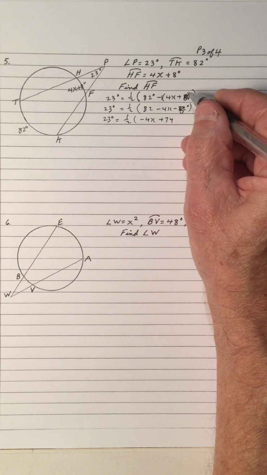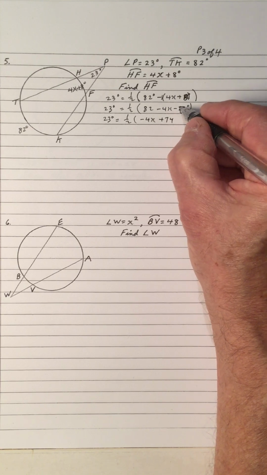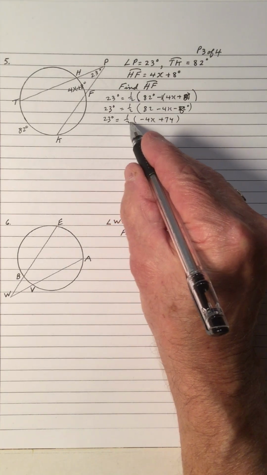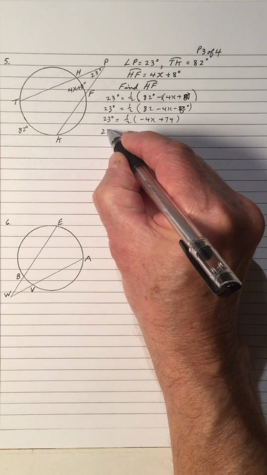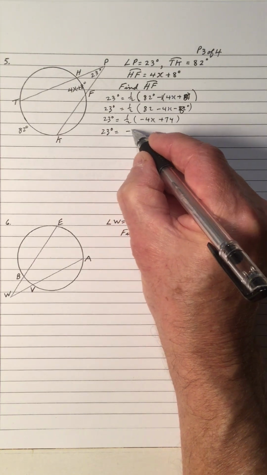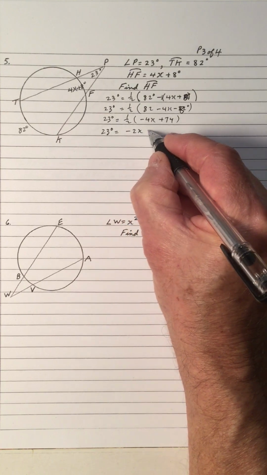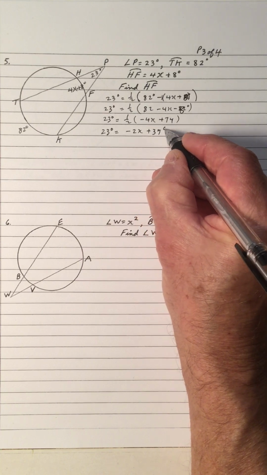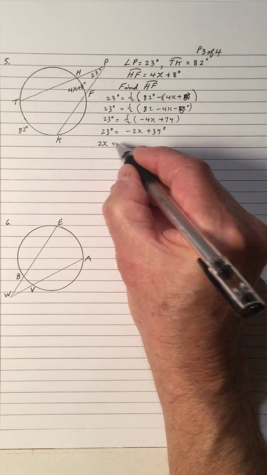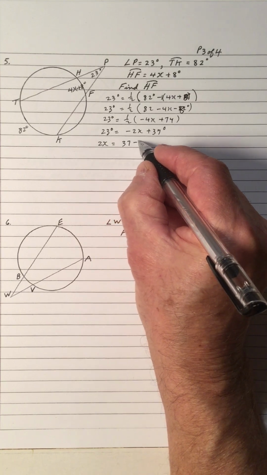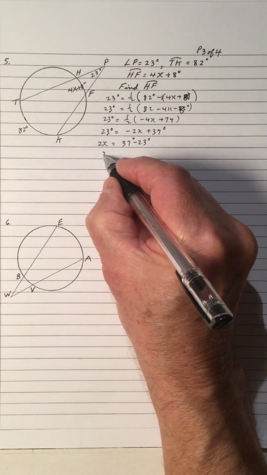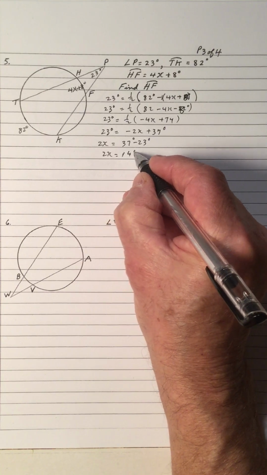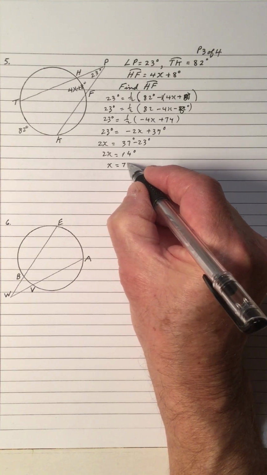So this is an 8. So that's a negative 74. And because these are even, now I can double this side to make it 46, or I can take a half. Negative 4 is negative 2. Half of 74 is 37. So move 2x to the right, make it positive. 37 minus 23. 2x is, that's 14 degrees. When you divide by 2, x is 7.